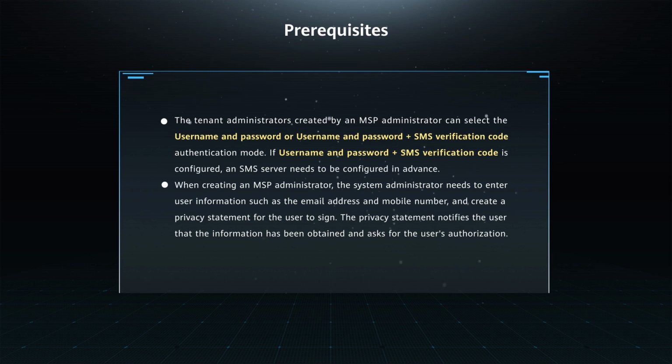When creating an MSP administrator, the system administrator needs to enter user information such as the email address and mobile number and create a privacy statement for the user to sign. The privacy statement notifies the user that the information has been obtained and asks for the user's authorization.